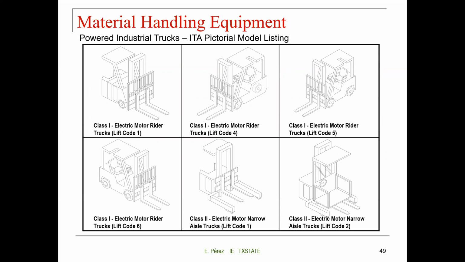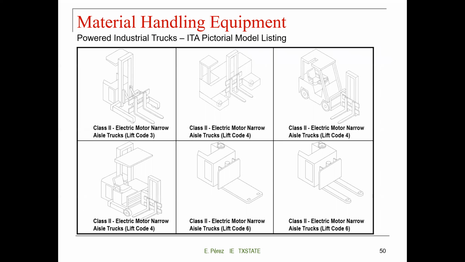So here's the ITA pictorial model listing for power industrial trucks. As you can see, these are different types of fork trucks. Again, depending on the environment that you're working in and the purpose or goals, you can pick the one that better meets your needs. So you can see there are different configurations, and they have different types of engines and so on.